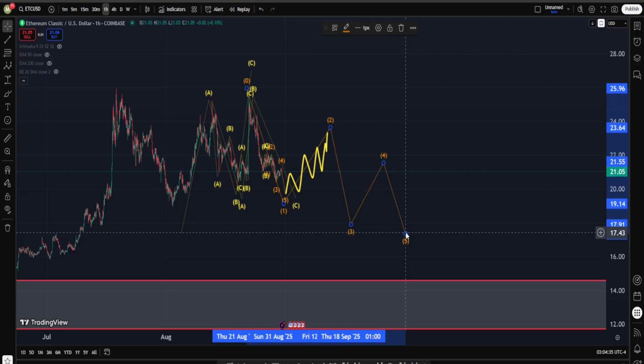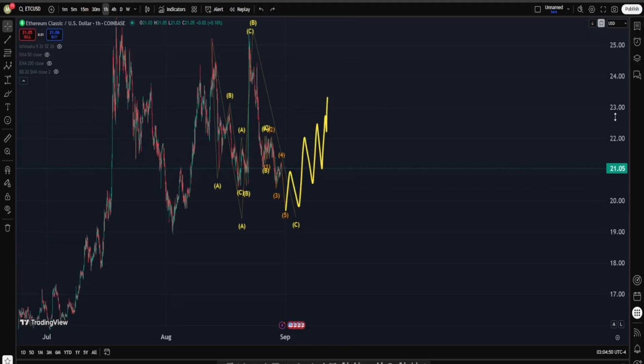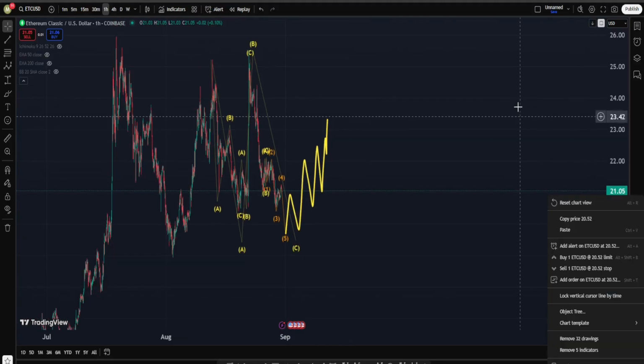Now, here's a very important point. Both of these scenarios suggest that our move down, according to this count, in case we see a very slow and choppy bounce back, is going to continue. However, I don't really think that we're gonna get that much of a deep move down in ETC. Why is that? Let's go around this area.